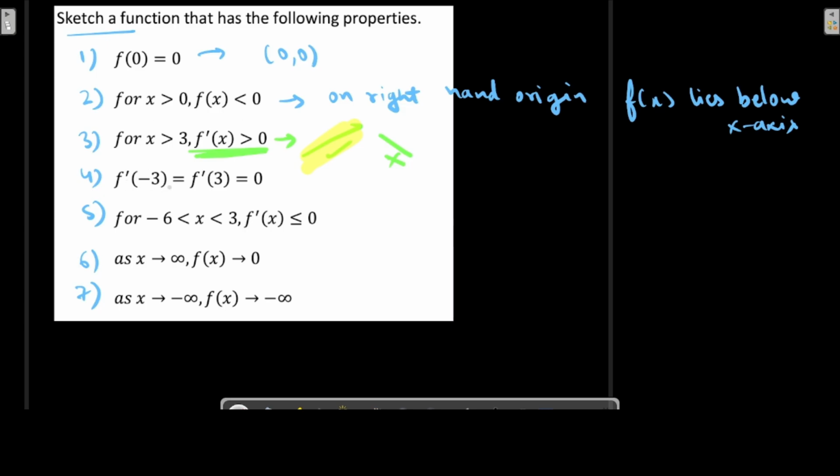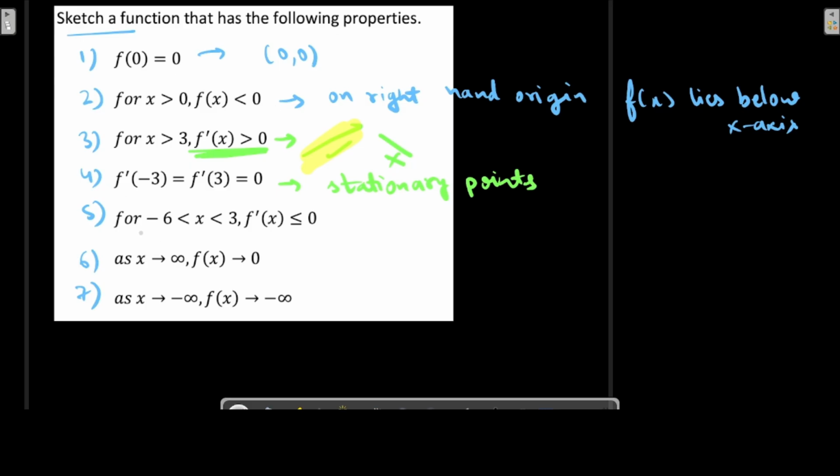Then you have f dash of negative 3 is equal to f dash of 3 is equal to 0. It means what? Dash means derivative. The derivative is 0. It means it shows the stationary points. But what type of stationary point? That is not being stated.